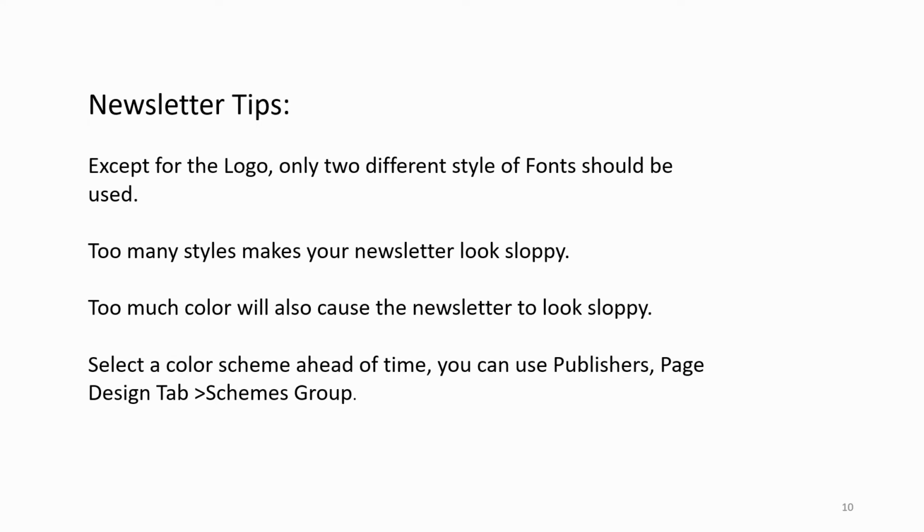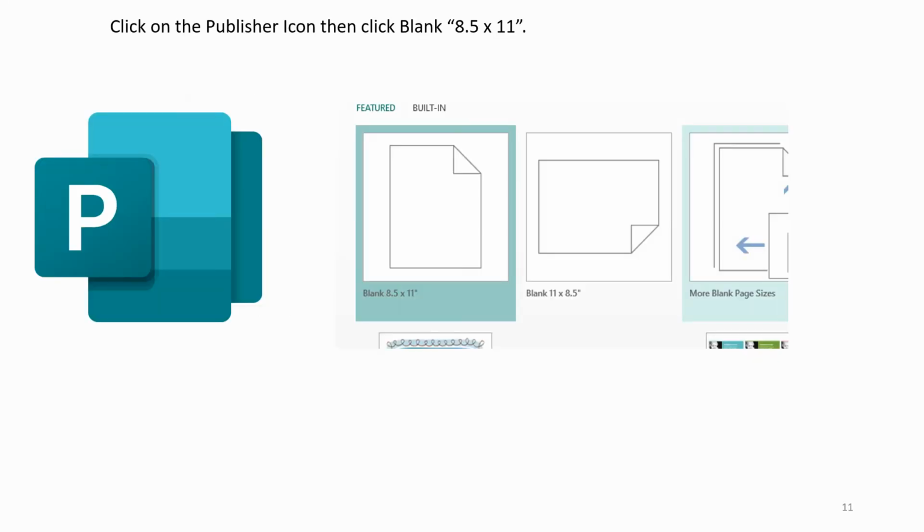Newsletter tips. Except for the logo, only 2 different styles of font should be used. Too many styles makes your newsletter look sloppy. Too much color will also cause the newsletter to look sloppy. Select a color scheme ahead of time. You can use Publisher's Page Design tab, Schemes group. Click on the Publisher icon, then click blank 8.5 by 11.